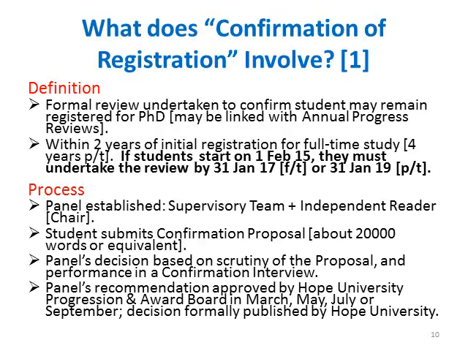So the final part of this presentation considers the confirmation of registration process. The first slide here defines what this is about and runs through the process. So this is a formal review. It's undertaken to confirm that the student may remain registered for a PhD. It could be linked with the annual reviews if that's appropriate, but it doesn't have to be.